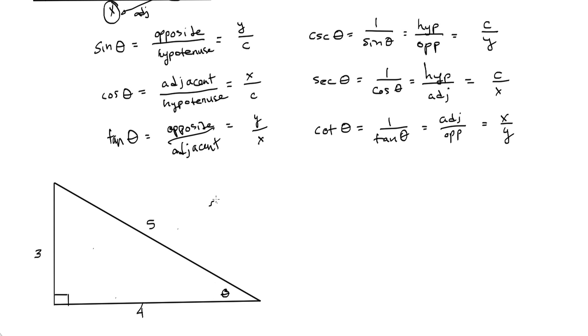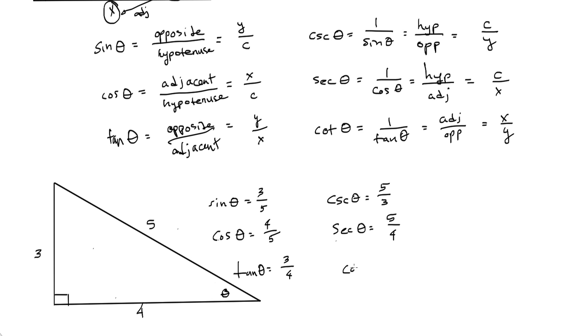Let's say that this is a 3, 4, 5 right triangle. Okay? So the sine of my angle theta is going to be the length of my opposite side, which is 3, over the hypotenuse, which is 5. Which means my cosecant, which is the reciprocal, is going to be my hypotenuse over my opposite side. My cosine is adjacent over hypotenuse, so my secant is going to be my hypotenuse over the adjacent. And then tangent is going to be opposite over adjacent, so cotangent is going to be adjacent over opposite. So that's how we define the 6 trig functions using the ratios of sides in a right triangle.